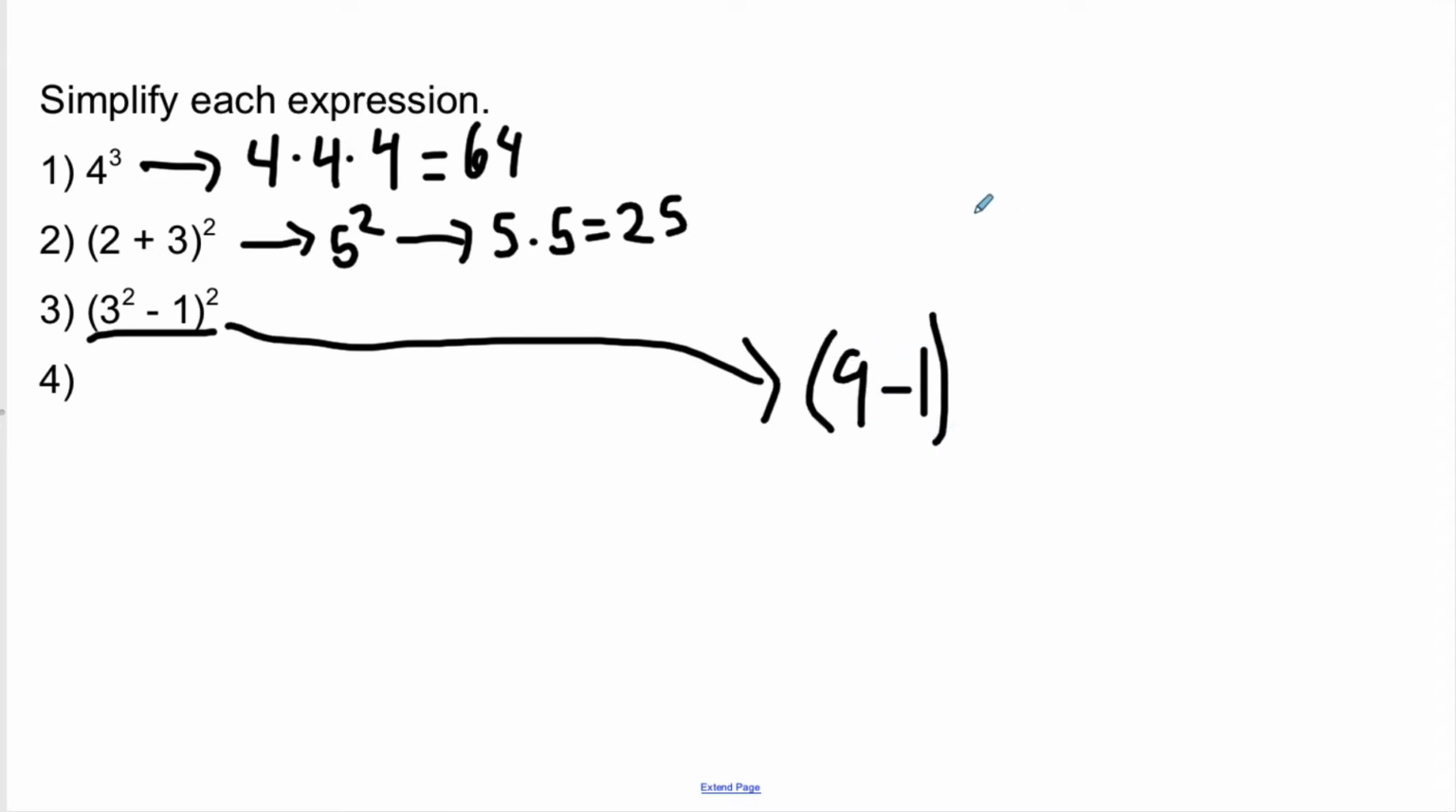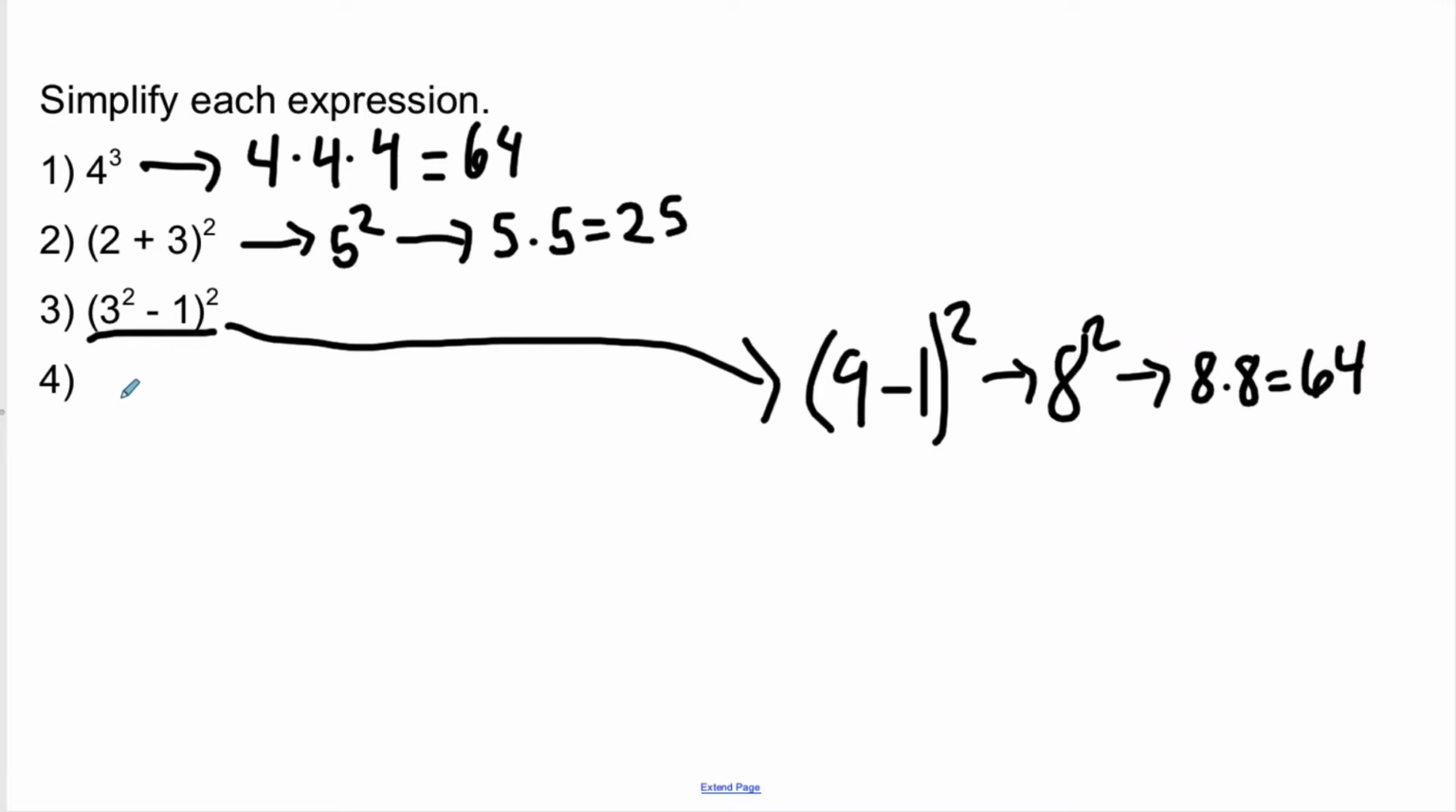minus 1, which you might have been able to do in your head in one step, but just so we can visualize what we're doing. So then next step, finish the parentheses. 9 minus 1 is 8 squared, or to the 2nd power, which can be written out as 8 times 8, which if you know your facts, very simple, 64.